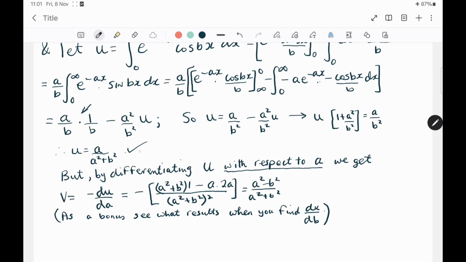And then using this bit here, which I've used with a tick, you just differentiate that by the normal quotient rule, and it comes down quite easily to this expression here. And that then is our final answer. Now, I just said, as a bonus, see what results when you work out what du db is. I'll leave that as a little exercise to yourselves.